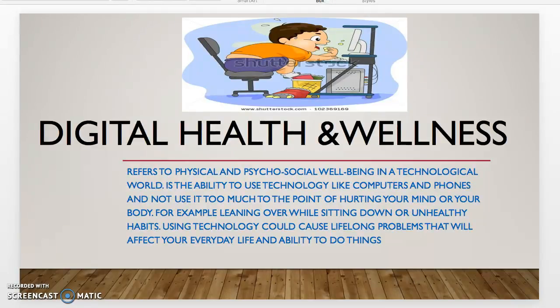Then we go to digital health and wellness. This refers to physical and psychosocial well-being in a technological world. It is the ability to use technology like computers and phones and not use it too much to the point of hurting your mind or your body. For example, leaning over while sitting down or unhealthy habits. Using technology could cause lifelong problems that will affect your everyday life and ability to do things.